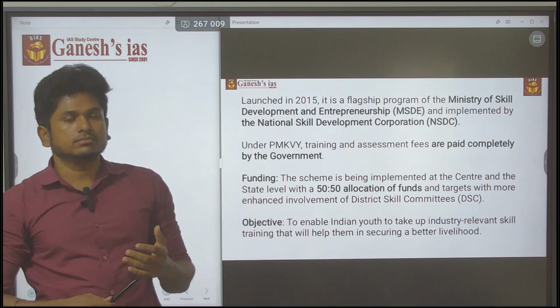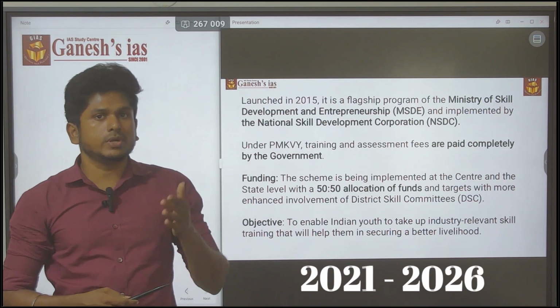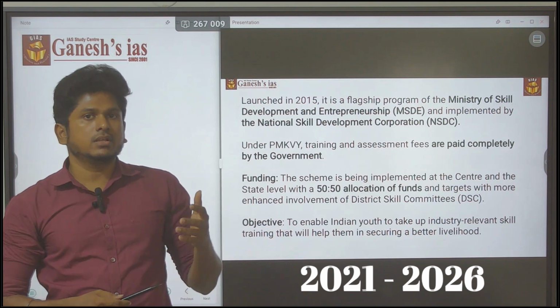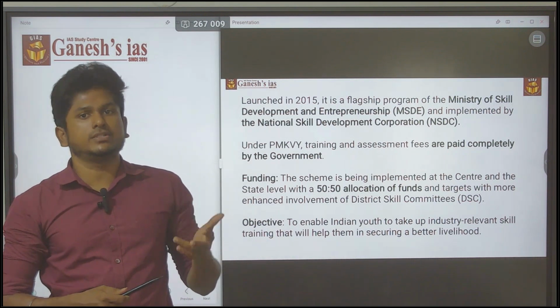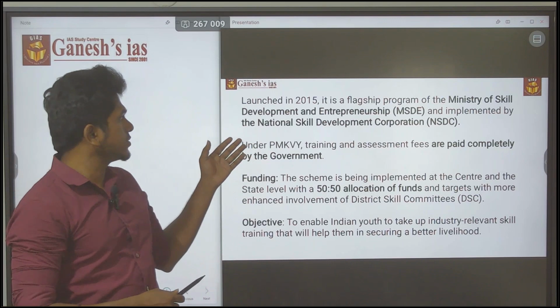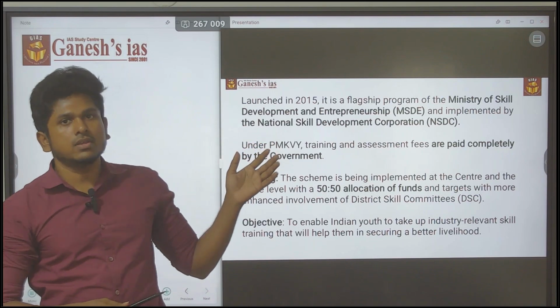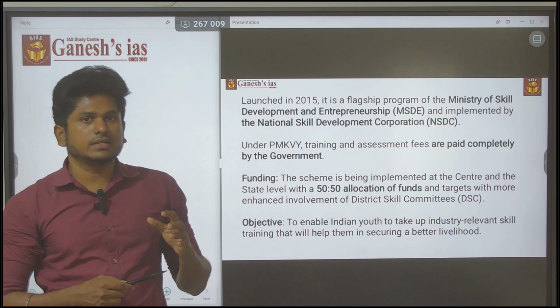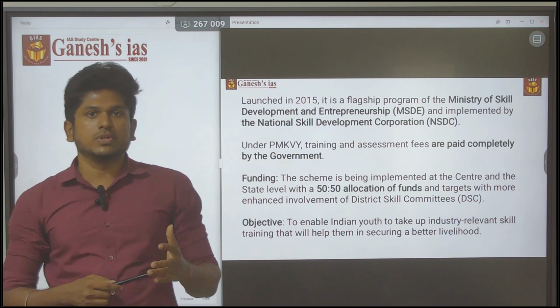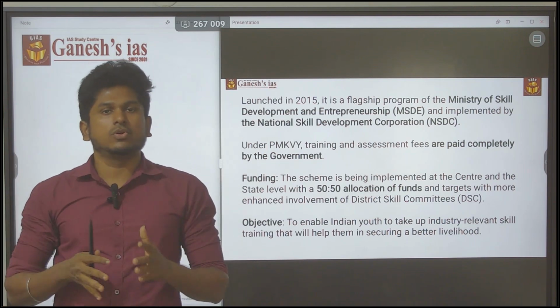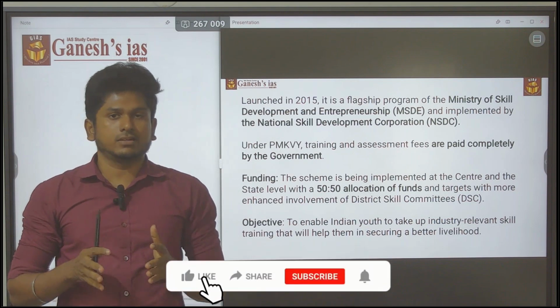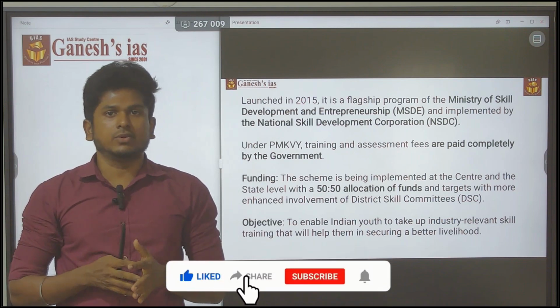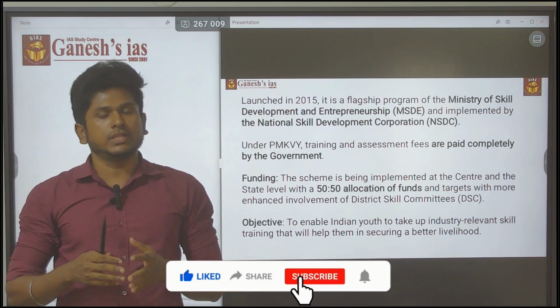Actually, 2021 to 2026 is the time period of Pradhan Mantri Kaushal Vikas Yojana 3.0. It actually started in 2005, so now it is in its 3.0 phase. There is a certain target of providing this much skill to this many people. That is their target, so please read it. There may be a question from that also.